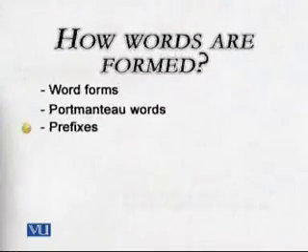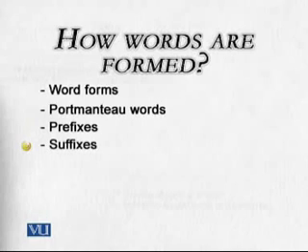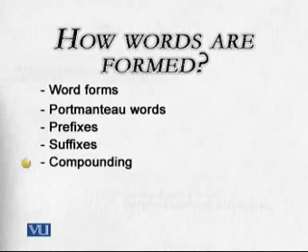The third method is prefixes. Prefixes means groups of letters which you can put at the start of words, and you can construct further words. And then exactly the same way there are suffixes. Suffixes means the same way, a group of alphabets you can put at the end of words, and you can make more words. And the last one is compounding. Compounding means two words put together, making a new item. So these are 5 ways of word formation. Let's discuss these one by one.